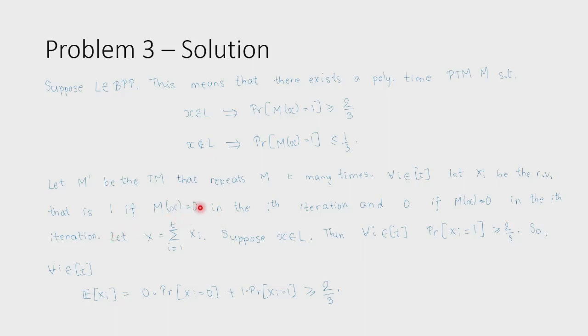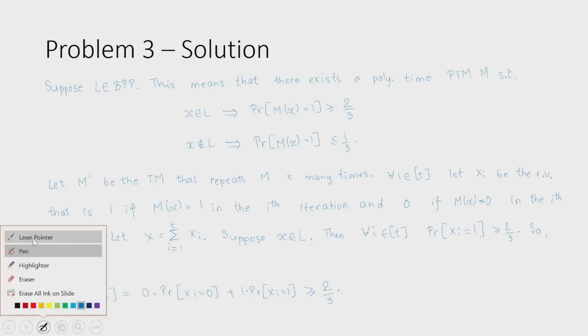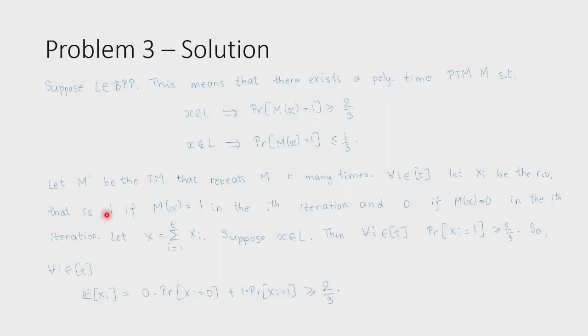Oh yeah, so there is a typo over here. Let xi be the random variable that is 1 if mx equals 1, not 0. Right now, the way we have defined xi, xi is 1 if mx equals 1 and xi is 0 if mx equals 0.